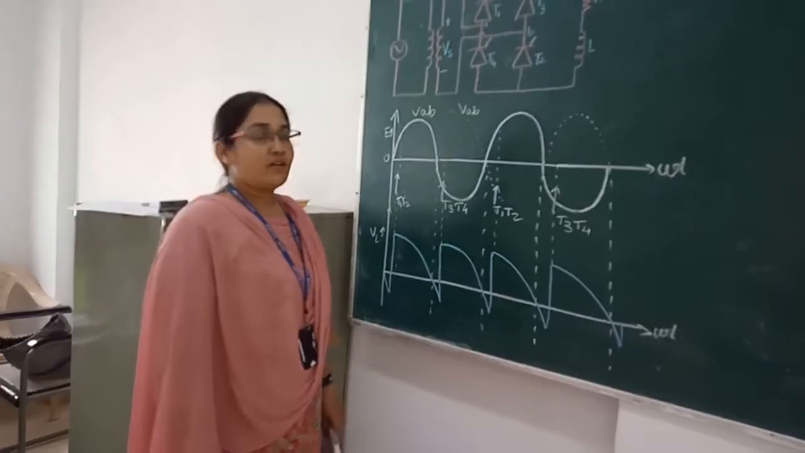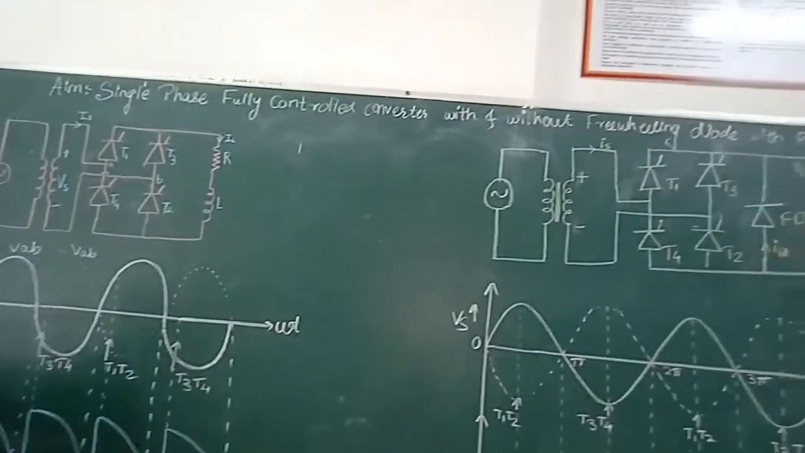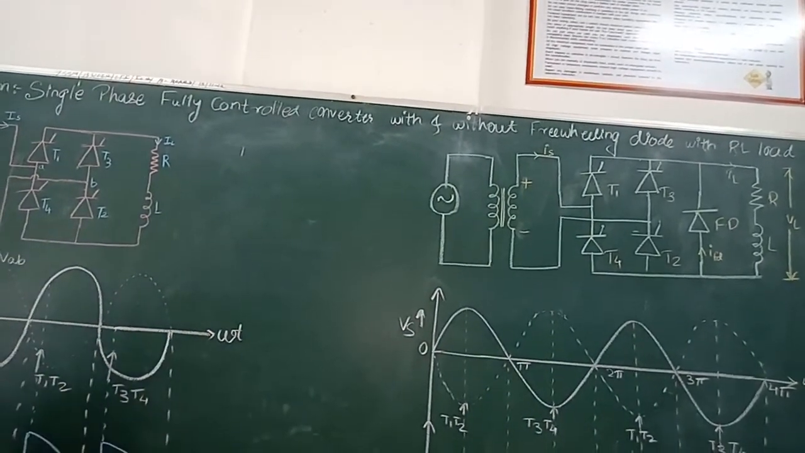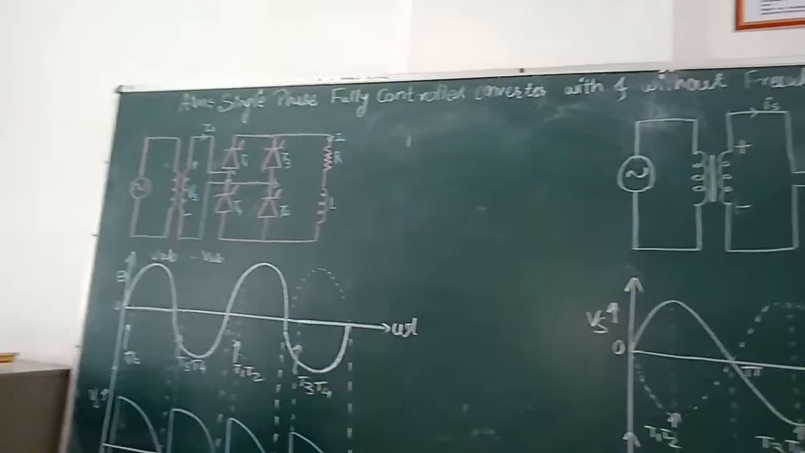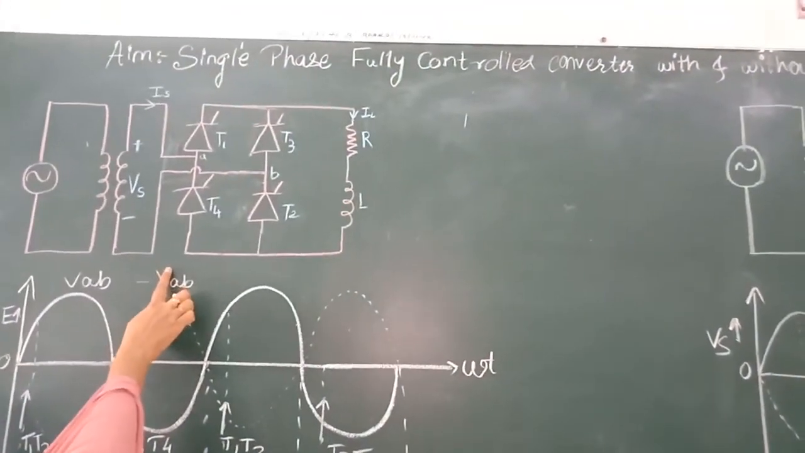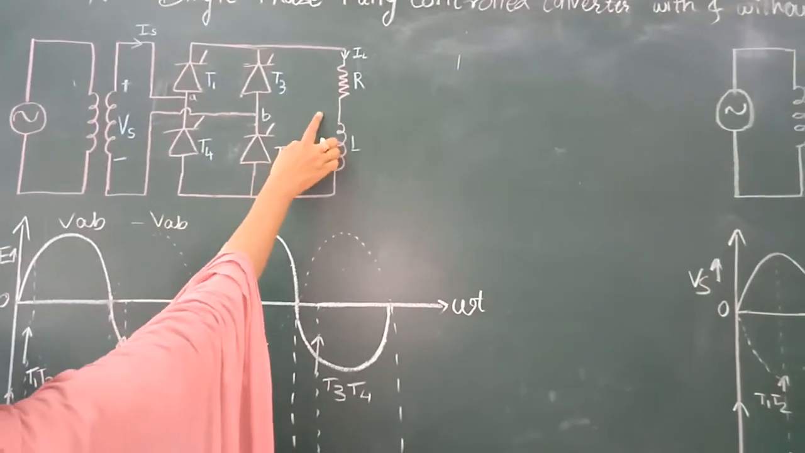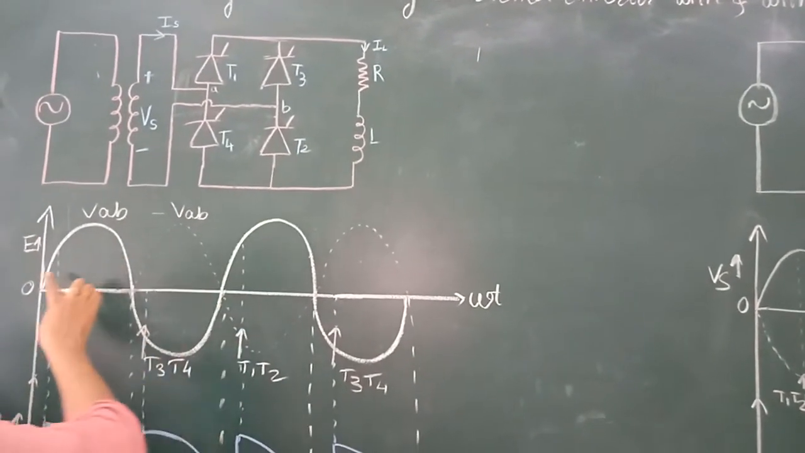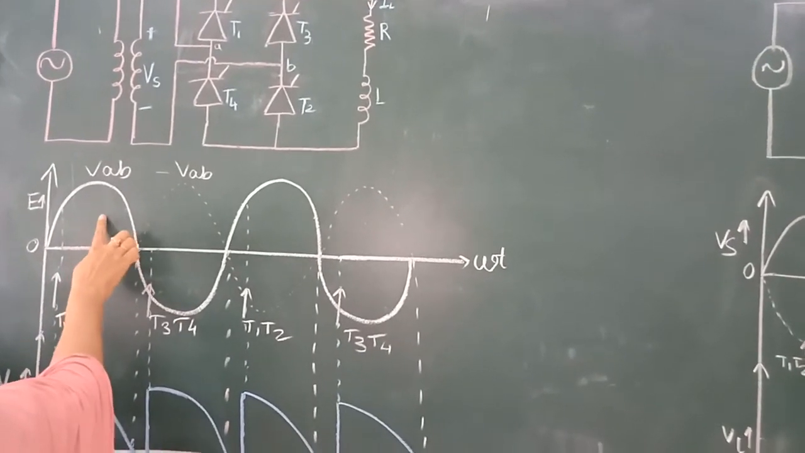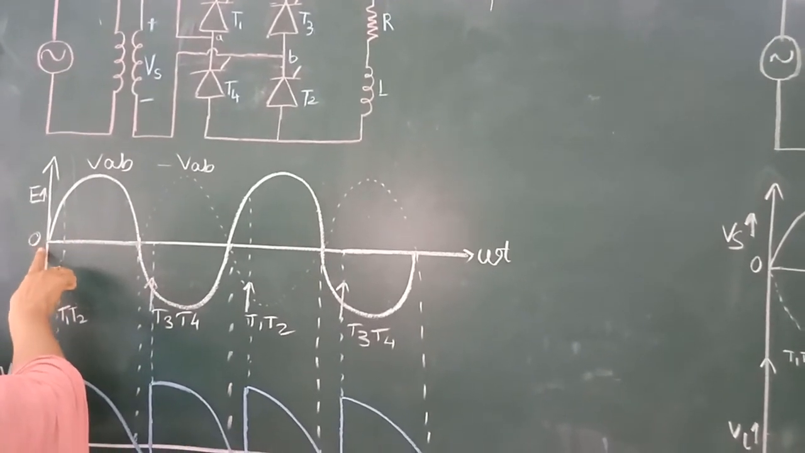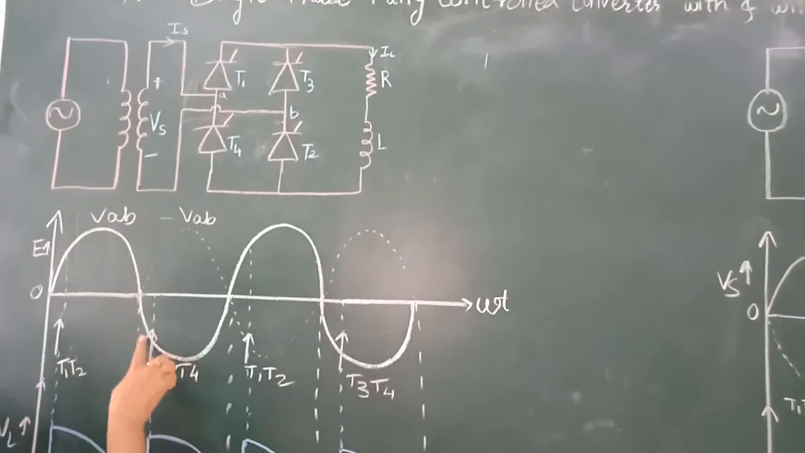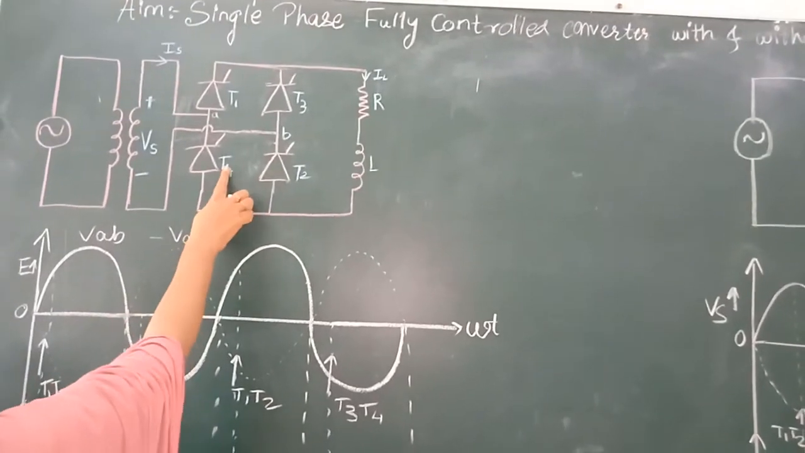Hello everyone. Today we are going to see the performance of a single phase fully controlled converter with and without a freewheeling diode, considering RL load. This figure shows the single phase full wave fully controlled converter with RL load. The waveform is for the supply voltage. As we can see, during the positive half cycle T1 and T2 will be forward biased, and during the negative half cycle T3 and T4 will be forward biased.